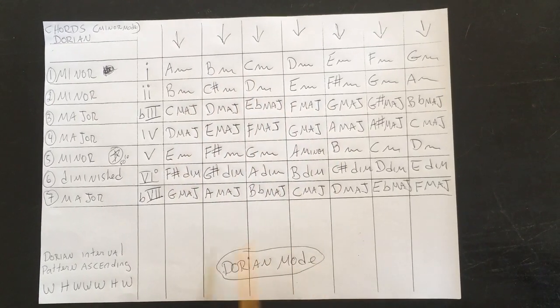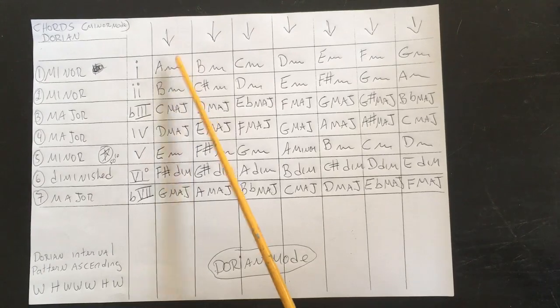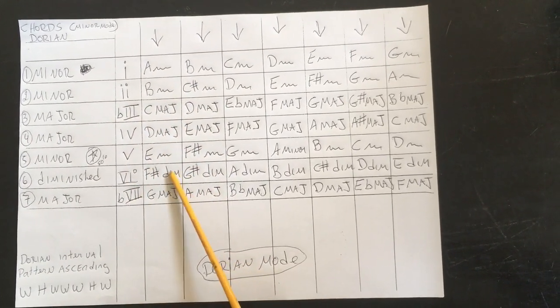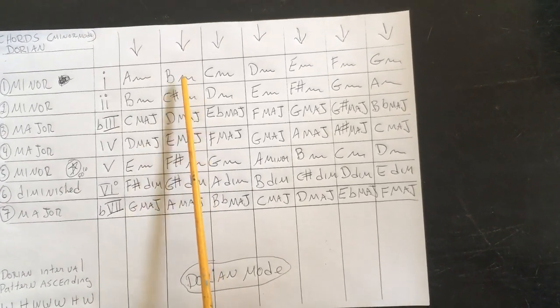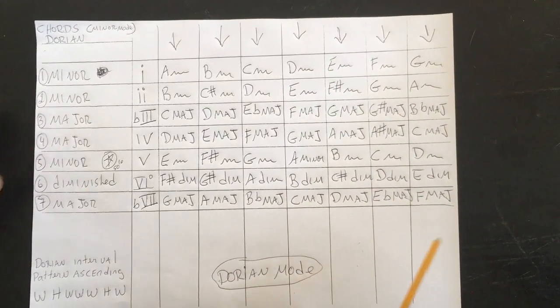So if you're in A Dorian mode, you have an A minor, B minor, C major, D major, E minor, F sharp diminished, and G major. And the same works for all the other keys. So you just follow that along. And that's it for the Dorian. Let's move on to Phrygian.